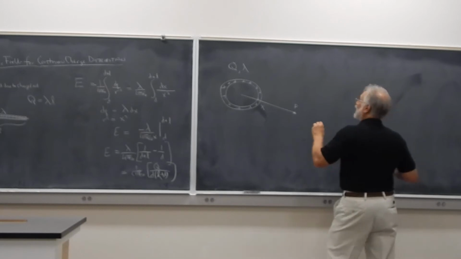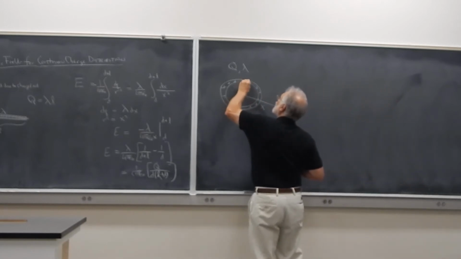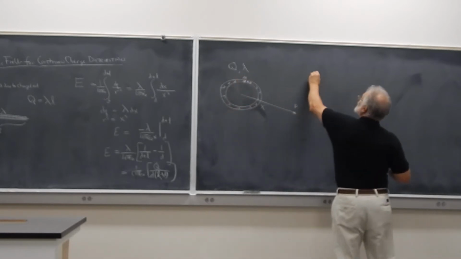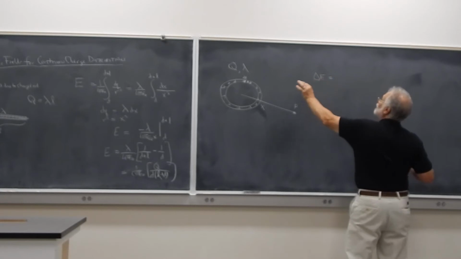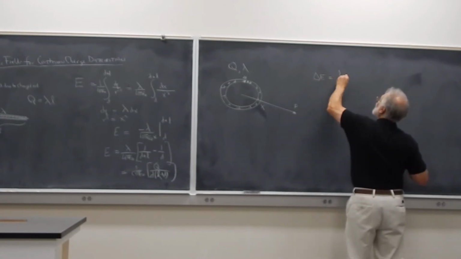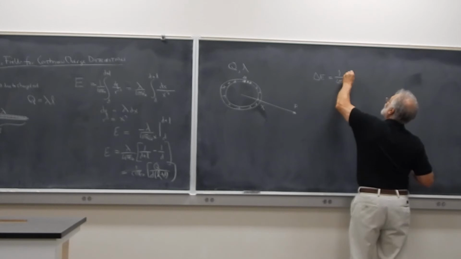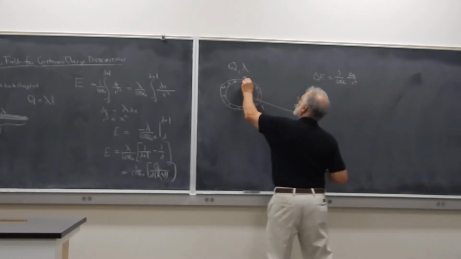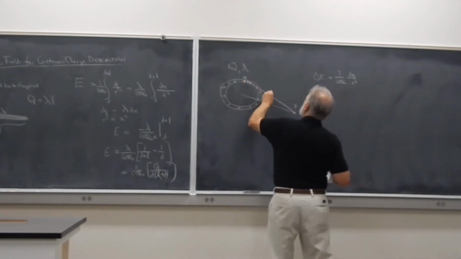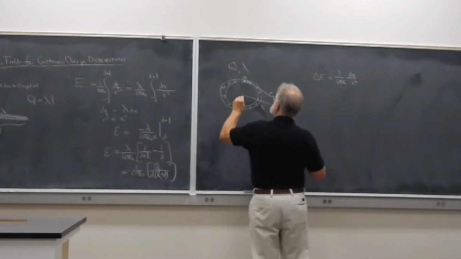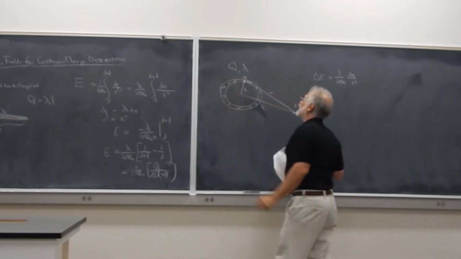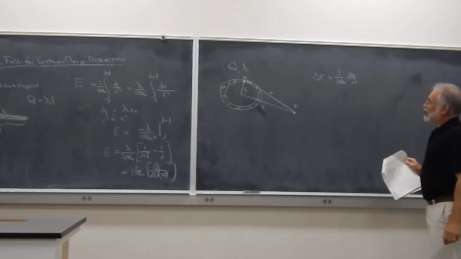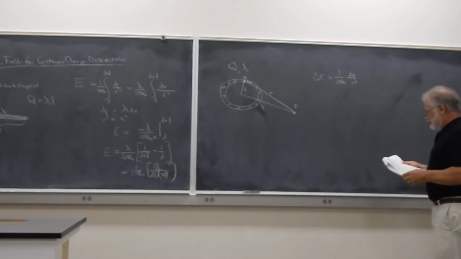I know that if I break my ring into little elements of charge delta Q, any piece of that ring will cause an electric field delta E that I can write as 1 over 4 pi epsilon naught delta Q over R squared, where R, let's say, is the distance from that piece to the point, and the ring has a radius of a. So R squared would be equal to a squared plus x squared.